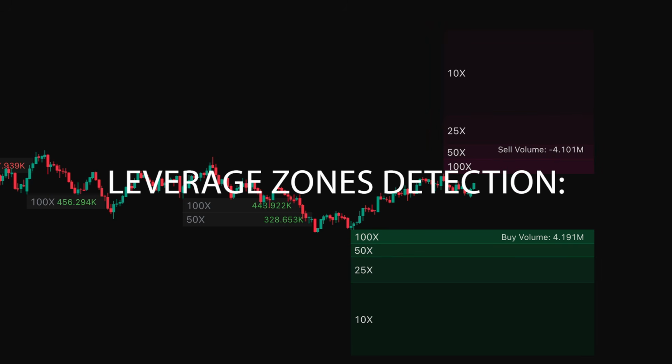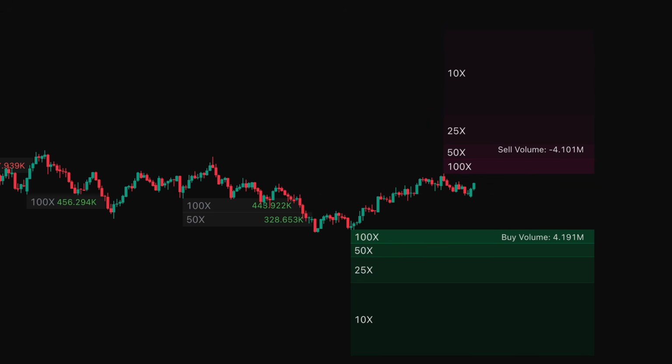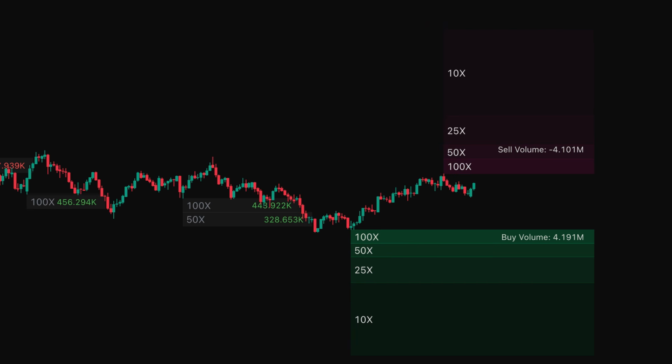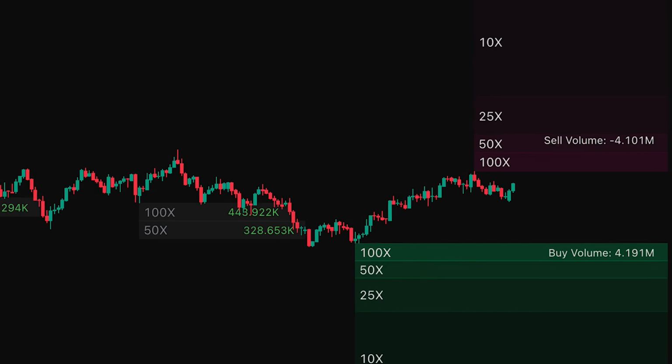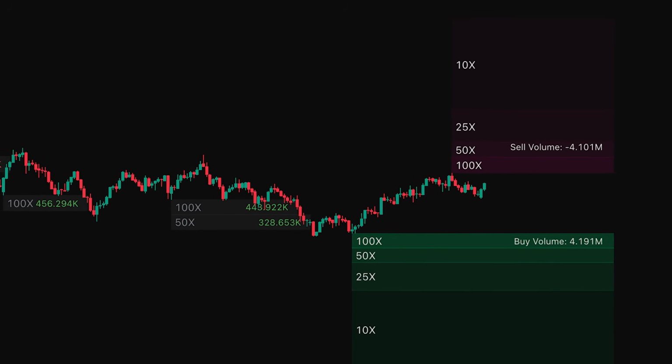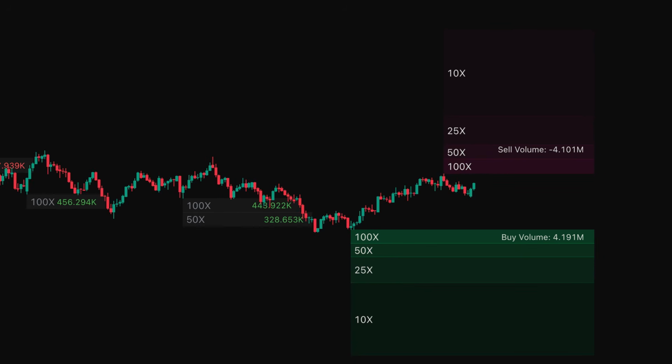Key features. Leverage zones detection. It spots price zones where traders using 10 times, 25 times, 50 times, or 100 times leverage are most likely to get liquidated. These zones are calculated from recent pivot highs/lows using percentage moves. Approximately 1% against price wipes 100 times longs. Approximately 4% hits 25 times.